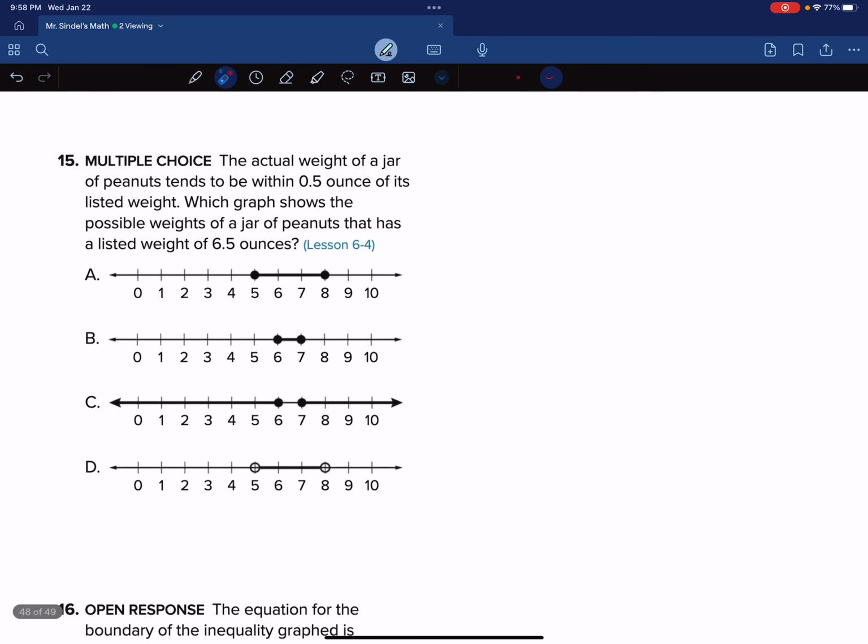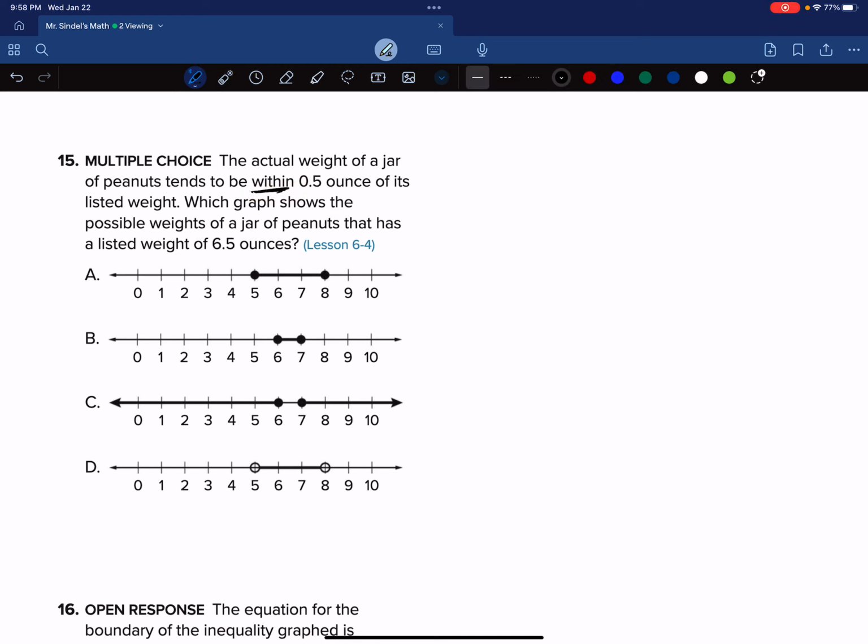Let's read. Number 15. The actual weight of a jar of peanuts tends to be within half an ounce or 0.5 of an ounce of its listed weight. Which graph shows the list of possible weights of a jar of peanuts that has a listed weight of 6.5 ounces? Okay, you don't need to use math. Use logic. It has to be within. This is a word that means you have to be within a certain range.